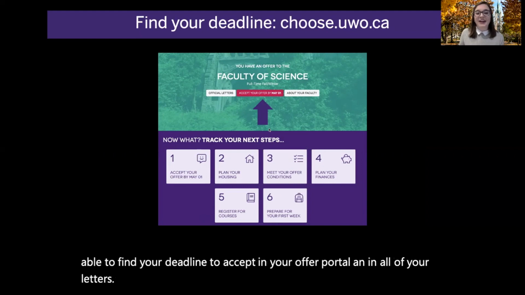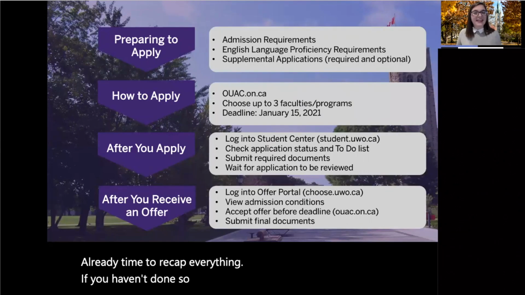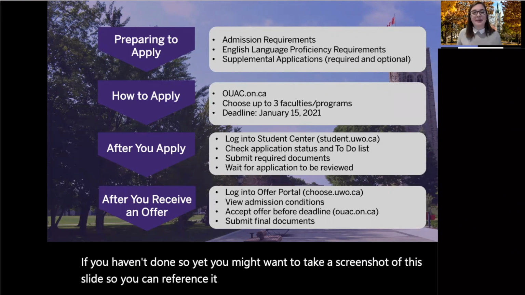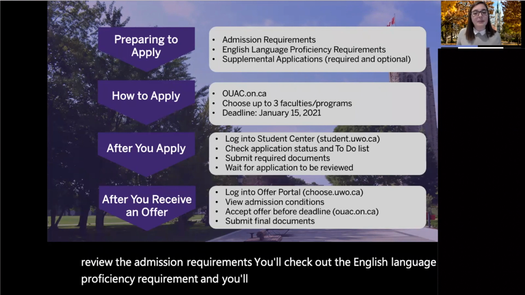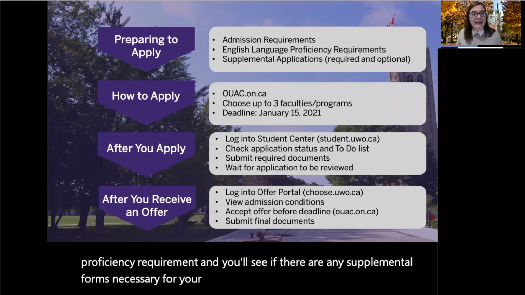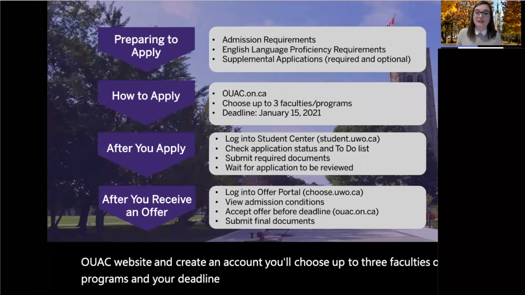Okay, final recap time. If you haven't done so yet, you might want to take a screenshot of this slide so you can reference it later. When you're preparing to apply, you'll review the admission requirements. You'll check out the English language proficiency requirement, and you'll see if there are any supplemental forms necessary for your program. When it's time to apply, you'll go to the OUAC website and create an account. You'll choose up to 3 faculties or programs, and your deadline to apply is January 15th.